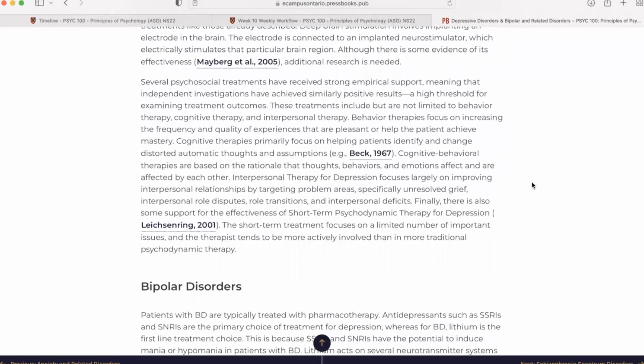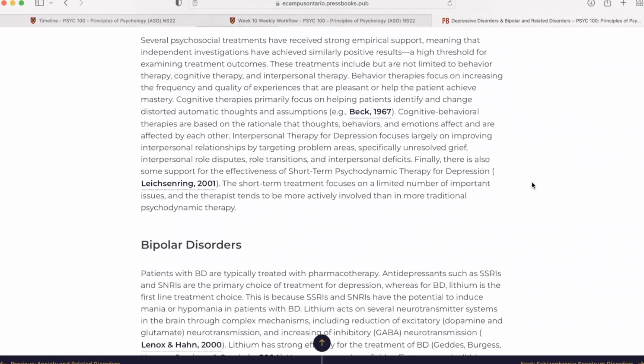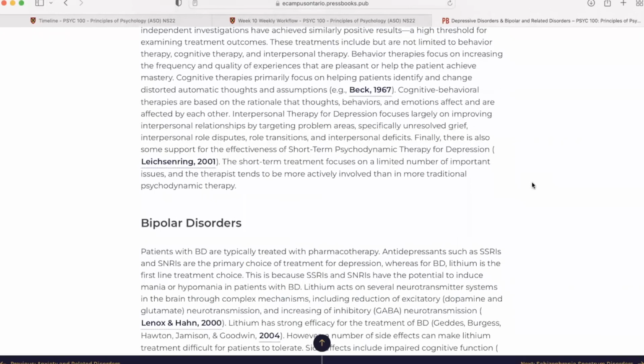Behavior therapy focuses on increasing the frequency and quality of experiences that are pleasant or help the patient achieve mastery. Cognitive therapies primarily focus on helping patients identify and change distorted automatic thoughts and assumptions. Cognitive behavioral therapies are based on the rationale that thoughts, behaviors, and emotions affect and are affected by each other.